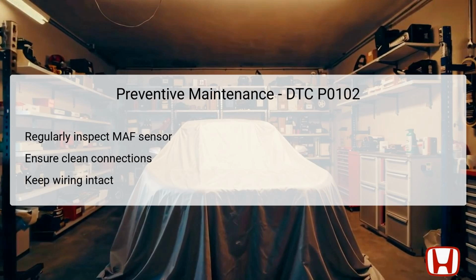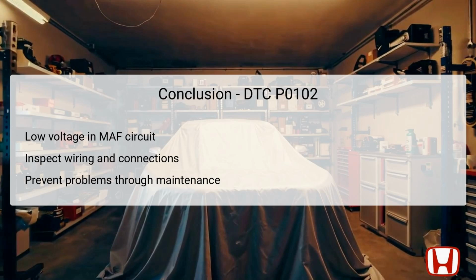Adopting these preventive measures not only contributes to the longevity of the vehicle, but also helps in maintaining fuel efficiency and overall performance. In summary, DTC P0102 signals a low voltage issue in the MAF sensor circuit, indicating potential problems that can significantly affect vehicle performance. The steps for troubleshooting this error encompass verifying current conditions, checking wiring continuity, and testing the MAF sensor's functionality.